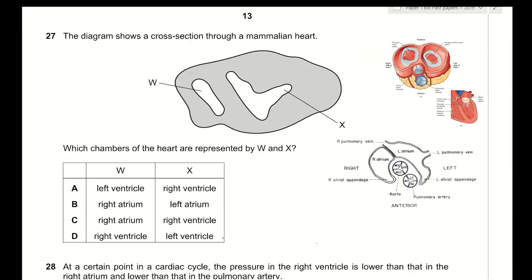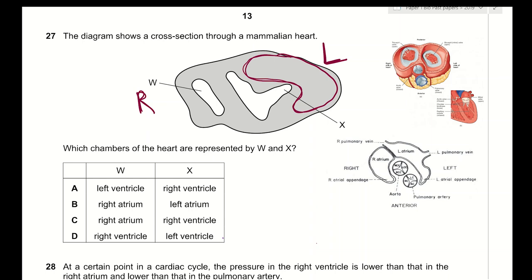Question number 27. The diagram shows a cross-section through a mammalian heart. Which chambers of the heart are represented by W and X? First of all, we must identify where is our left and where is our right. Here we can see that this side is the thickest. Therefore, it has the highest amount of cardiac muscle. Therefore, this side X must be the left side and side W must be the right side. The reason for this is that the left side pumps blood to the rest of the body. Therefore, it has to pump it at a greater pressure and is able to do so by an increased amount of cardiac muscle. Therefore, W is the right side and X is the left side.